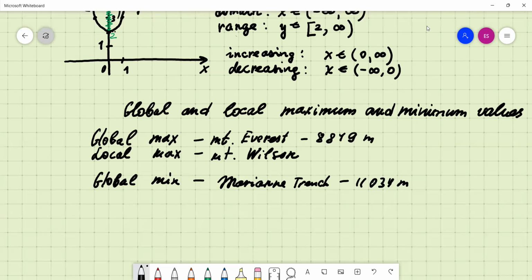But we do have local minima. Local minima are like something which is deep, but not as deep as Mariana Trench. What can it be? Well, I don't know. For example, Death Valley or Grand Canyon also goes deep, but not as deep. Well, I'm going to write down Grand Canyon, okay?